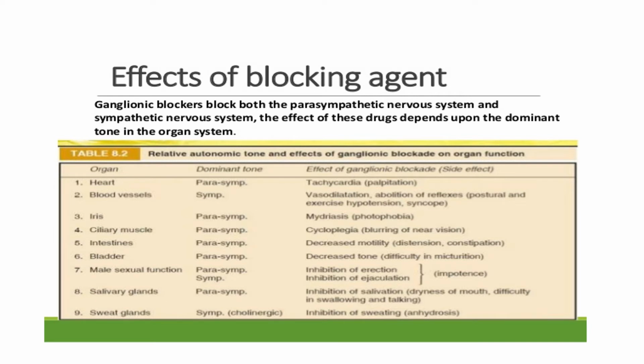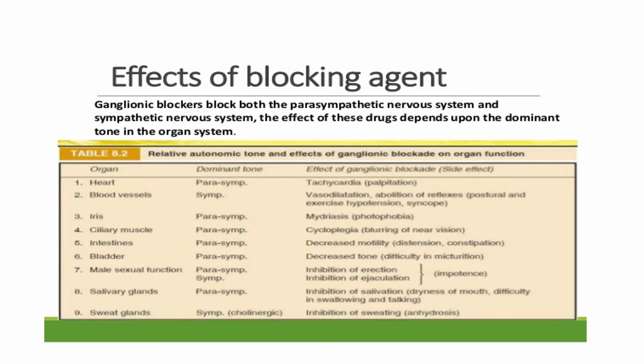Okay, the effects of blocking agents. As I told you earlier, they block both the parasympathetic and the sympathetic nervous system, and the effect will depend upon the dominant tone in the organ system. This table shows the respective organ with its dominant tone. In the heart, it is the parasympathetic system which has the dominant tone, so the effect will be tachycardia. In blood vessels, as I told you with an example earlier, it is the sympathetic system which overpowers, so there is vasodilatation and a decrease in BP leading to hypotension.